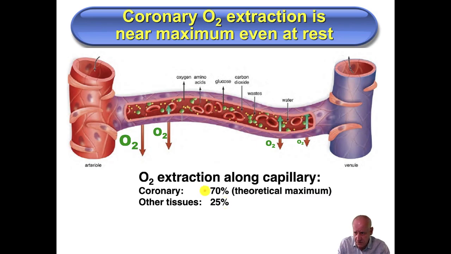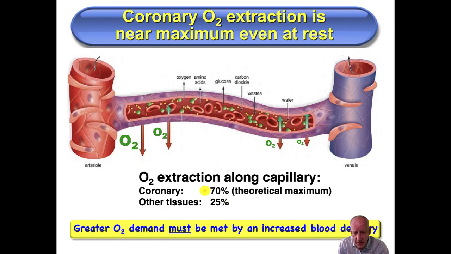Now, during exercise, when the heart is called upon to pump faster with greater vigor, the heart's need for blood flow may increase 5-fold. But since oxygen extraction from the blood is maximal, even in the resting heart, any increase in the need for oxygen and fatty acids must be met by an increase in blood flow. We're going to see how that happens momentarily. So greater O2 demand must be met by an increased blood delivery.